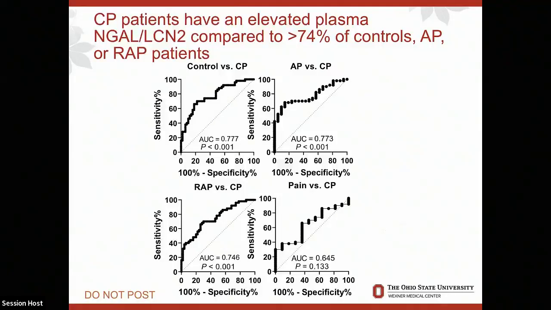If we look at those AUCs, we see that in this larger cohort, NGAL can differentiate CP from all of the other groups: control, AP, RAP, and even abdominal pain.